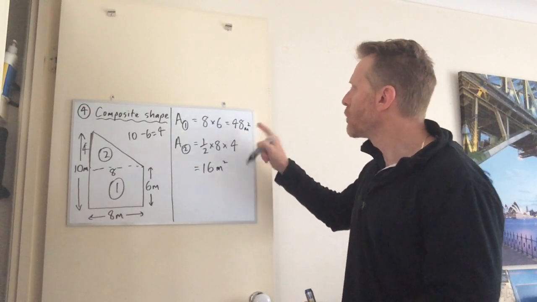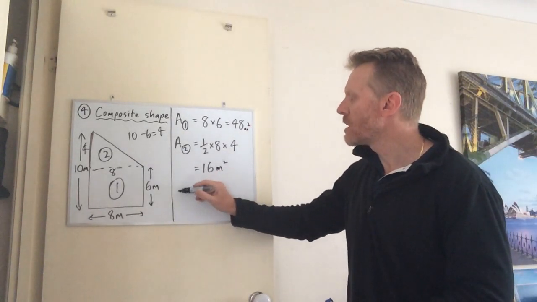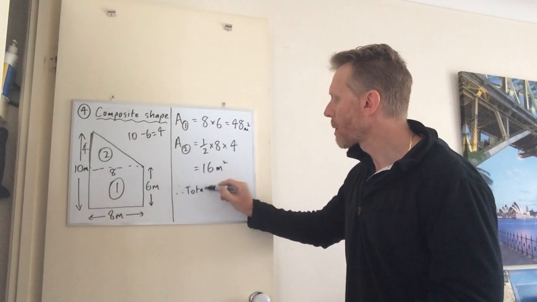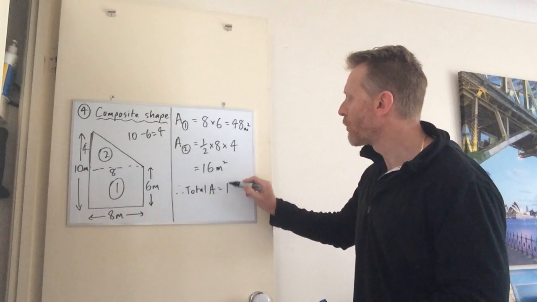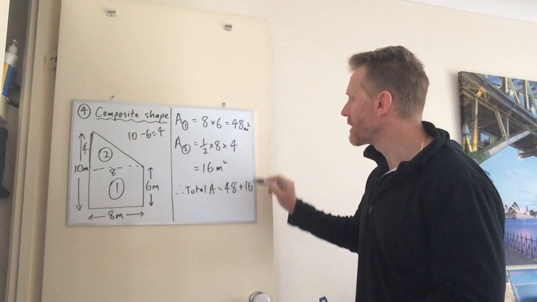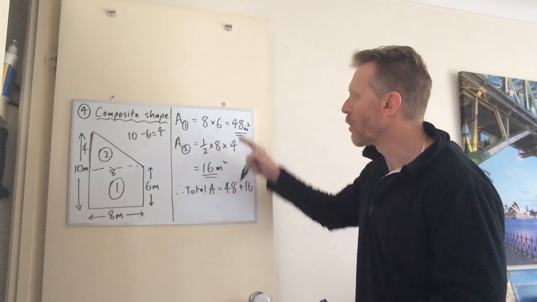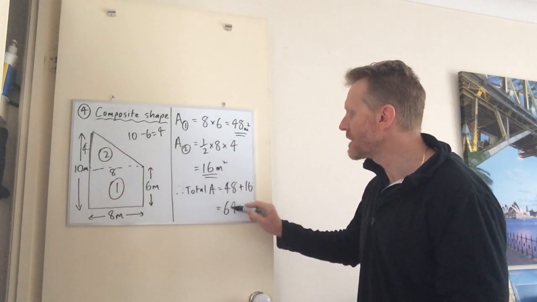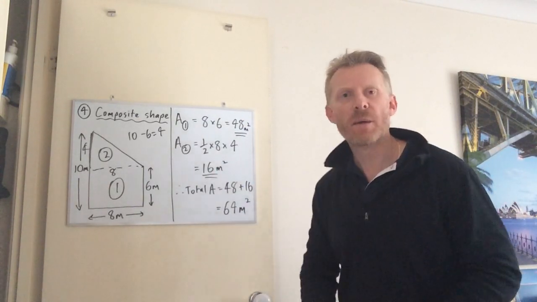So we've got two answers, 48 and 16. Therefore, the total area equals 48 plus 16, which we find they were our two answers. And 48 plus 16 is 64 square metres.